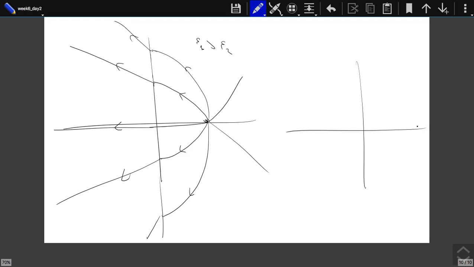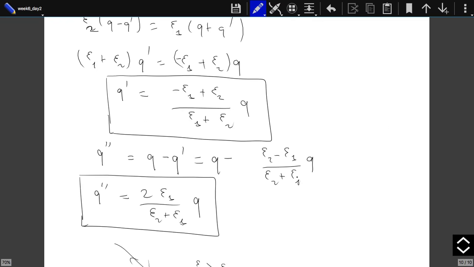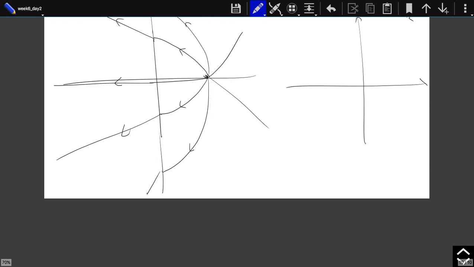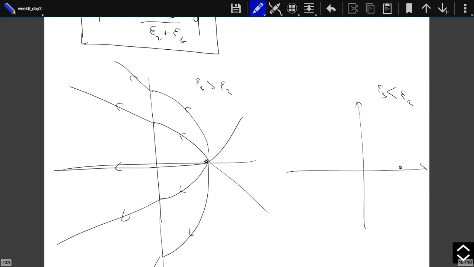We can look at the other case when epsilon 1 is smaller than epsilon 2. If epsilon 1 is smaller than epsilon 2, then the image charge is positive. So we have some positive charge here. The image charge itself is also positive. So in that case, the electric field lines will basically look like this. And then after this point, straight.